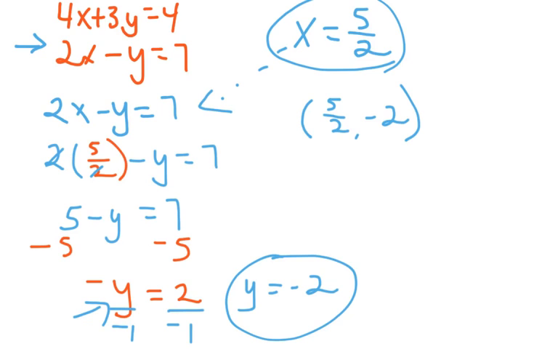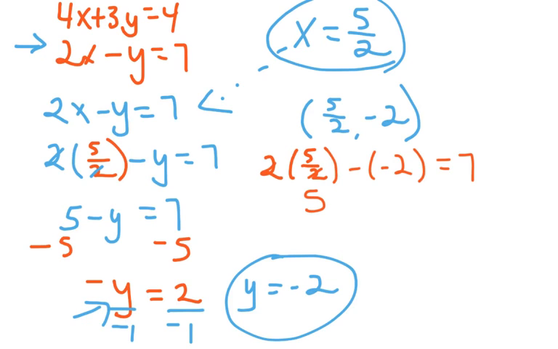What can I do to check that? I can plug these values into either one of my equations, and if it equals 4 or if it equals 7 down here, then it'll work. So let's just quickly do the, we'll use the bottom one, 2x minus y equals 7. So let's plug in our x and y to see if our solution is correct. So, 2 times 5/2 minus a negative 2 equals 7. My 2's cancel. 5 minus a negative 2, which is plus 2. Does that equal 7? Yes.